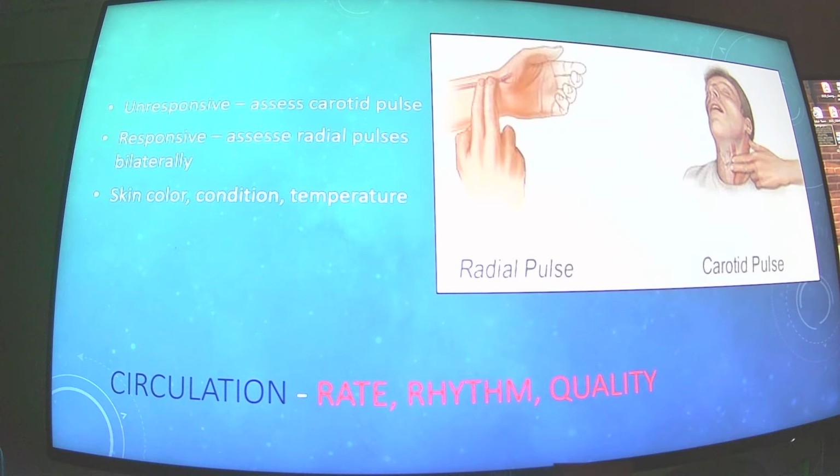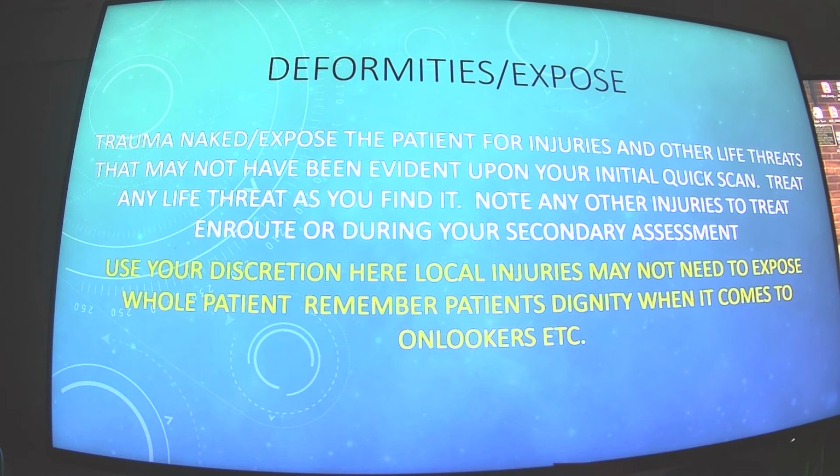Okay? So, ABC, rate, rhythm, and quality for circulation. In a conscious patient, we check the radial pulses. In an unconscious patient, we check that carotid pulse. We check that carotid pulse on the side that's closest to you. Okay, don't reach across the patient just because everybody's got a camera and stuff now, and it looks like you're choking the patient. So don't do that. Carotid pulse on an unconscious patient on the side closest to you. All right, then D, A, B, C, D, deformities, and E, exposed.